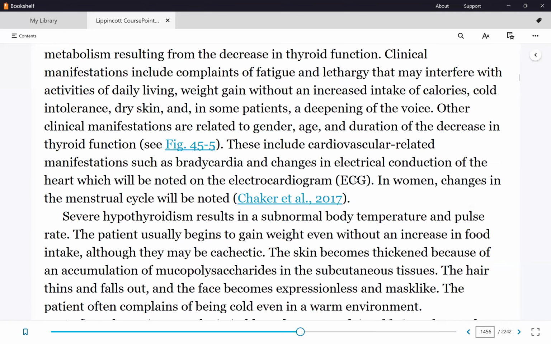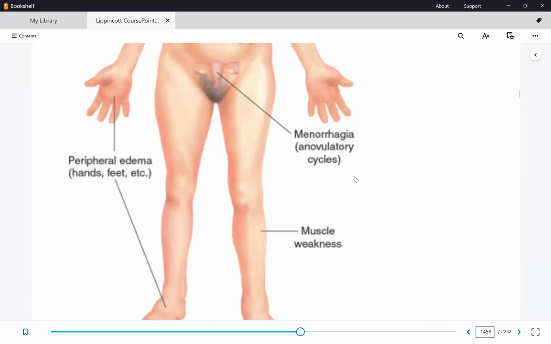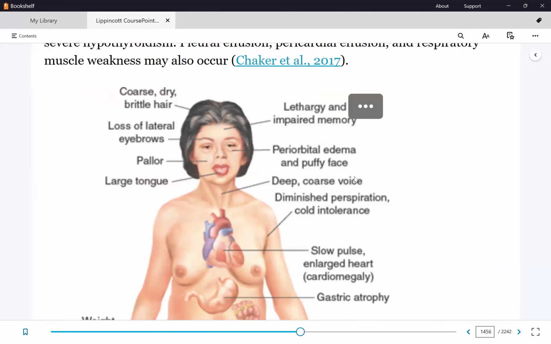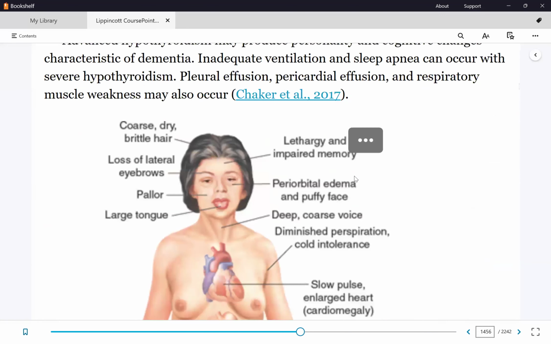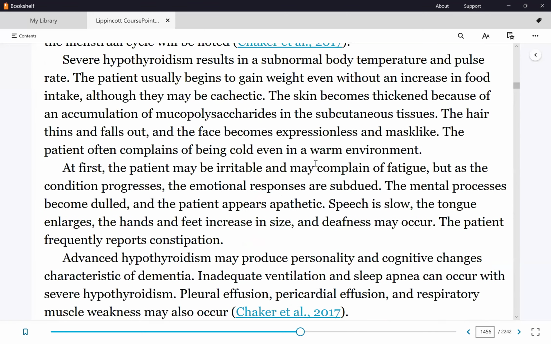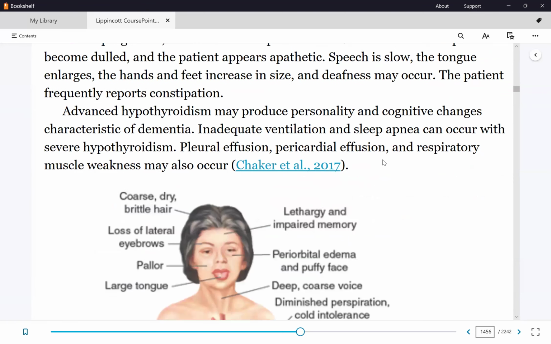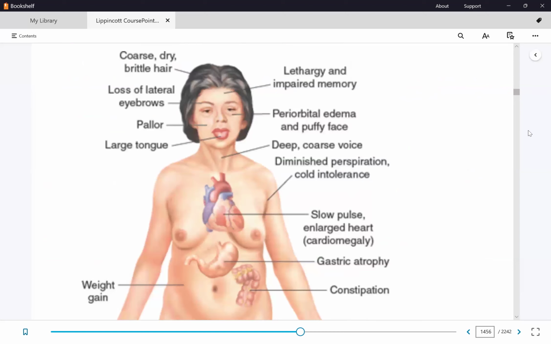Manifestations, of course, are the following. So we have here a figure, 45-5. You have the manifestations here. However, for exams, I will go with the paragraphs because the explanation is mentioned in the paragraph. So each paragraph explains why there is fatigue, why there is irritability, or why the patient's mental process is apathetic, for instance. Okay, so the explanation will be in the paragraphs. So here are your manifestations.